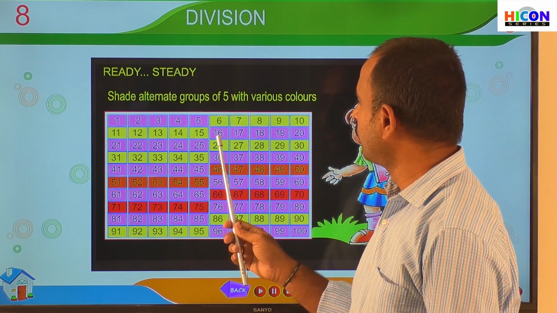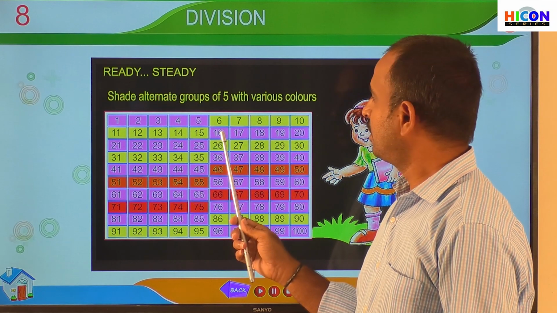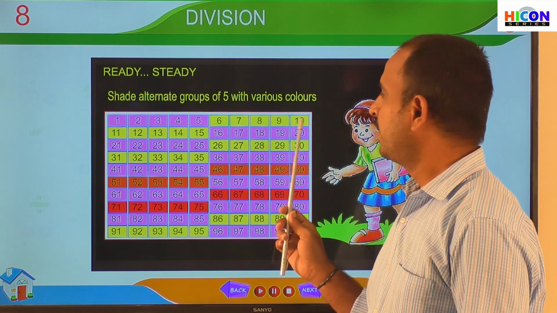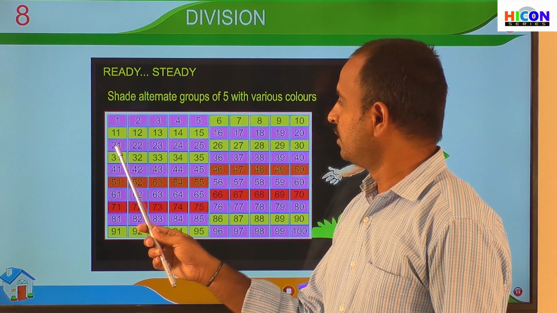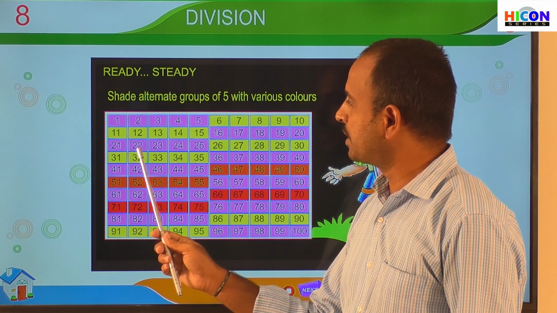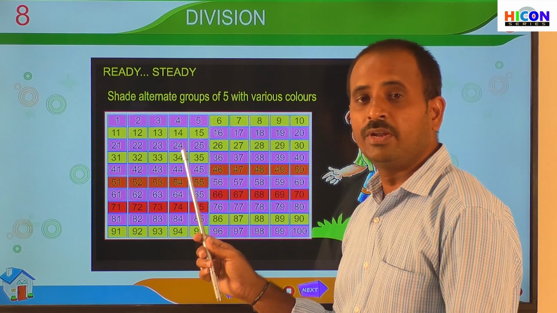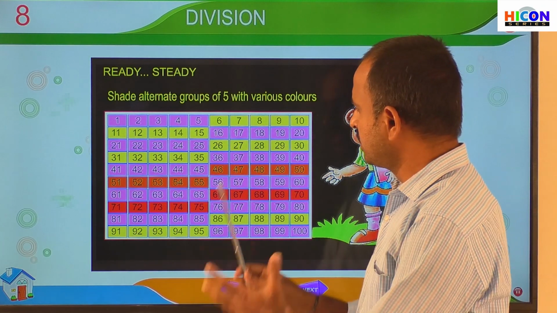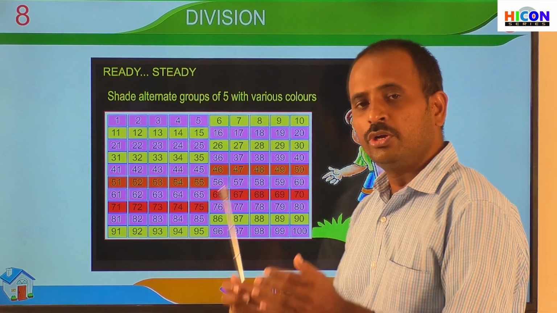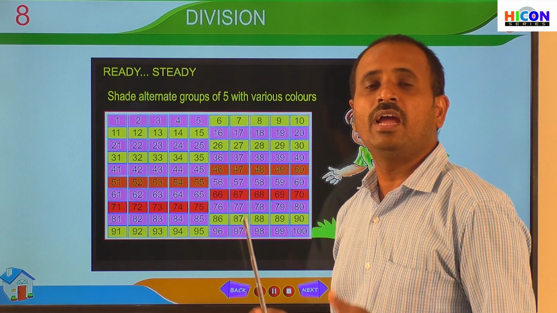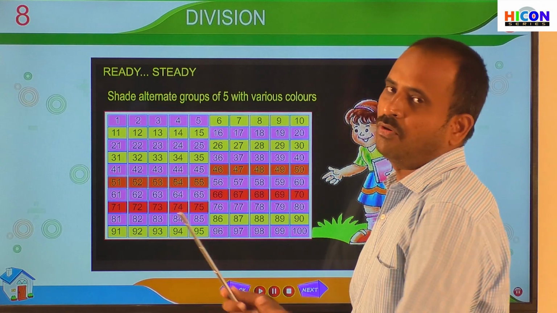And again see another group of 5, from 16 to 20. How many numbers are there? There are 5 numbers in this group also, and we have given pink color. And again see the next group, from 21 to 25. How many numbers are there in this group? In this group also there are 5 numbers, and we have given pink color to that group. In this way, we have to divide all the numbers from 1 to 100 into groups of 5 and give various colors for each group of 5.